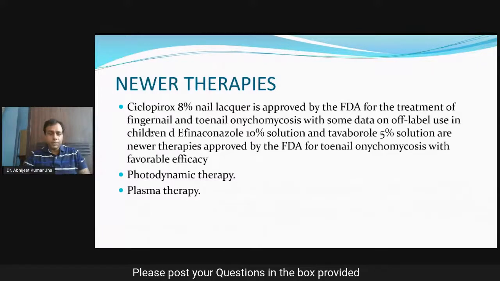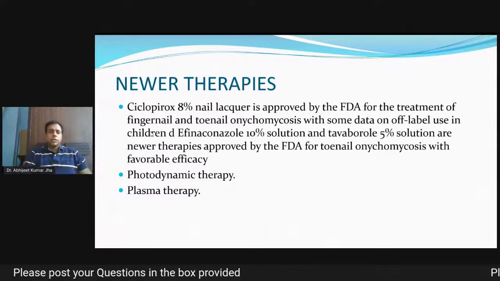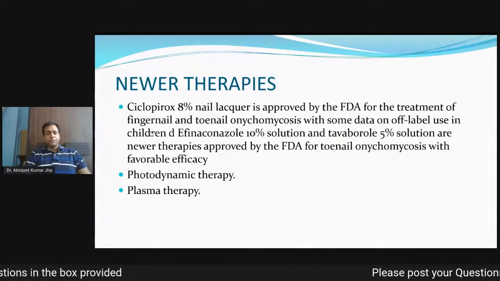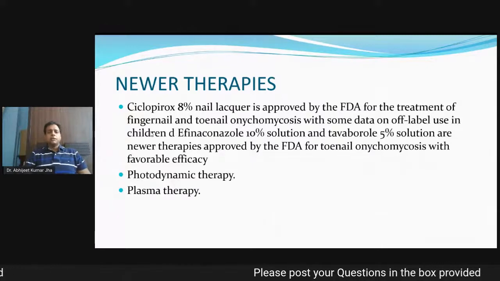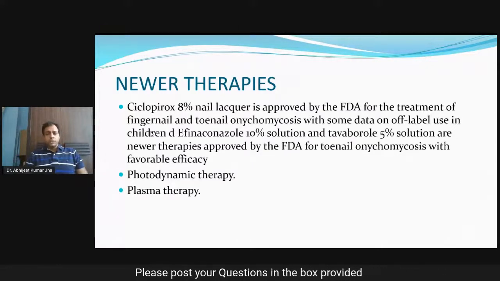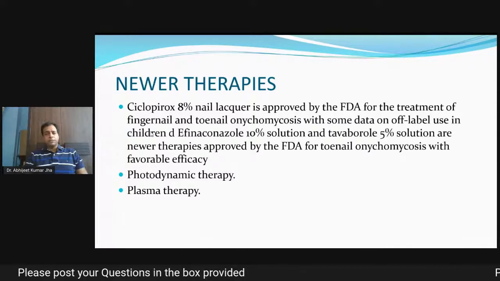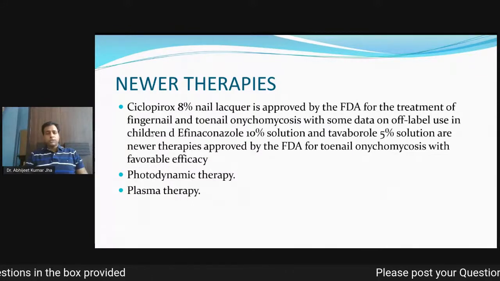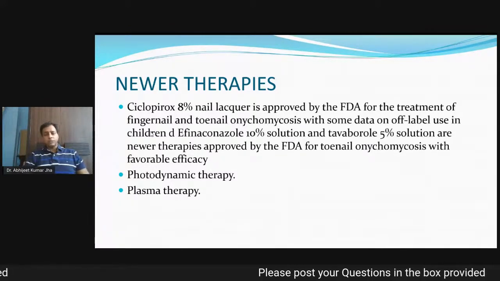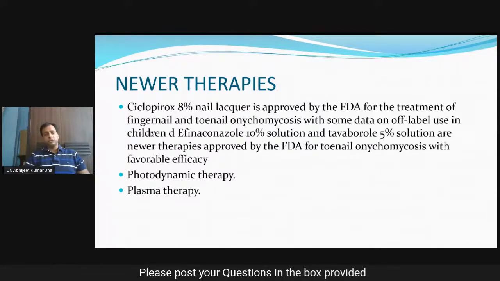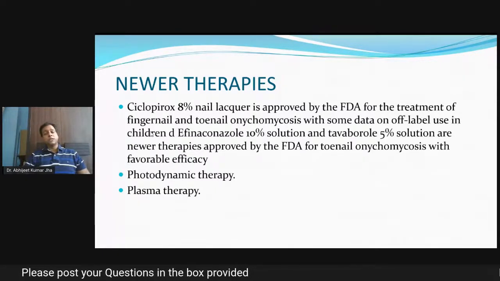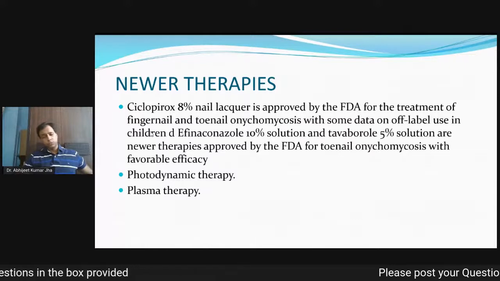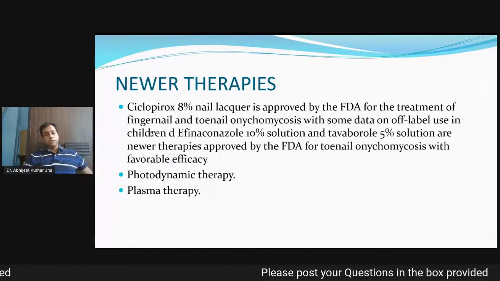Now, there are newer therapies for onychomycosis. The first one is ciclopirox, which is an 8% nail lacquer. The second one is efinaconazole 10%, and tavaborole 5%. So these two are important drugs. We need to know this too: the efinaconazole 10% solution and the tavaborole 5% solution. These are new therapies approved by the FDA, and I hope soon we get these drugs in India.